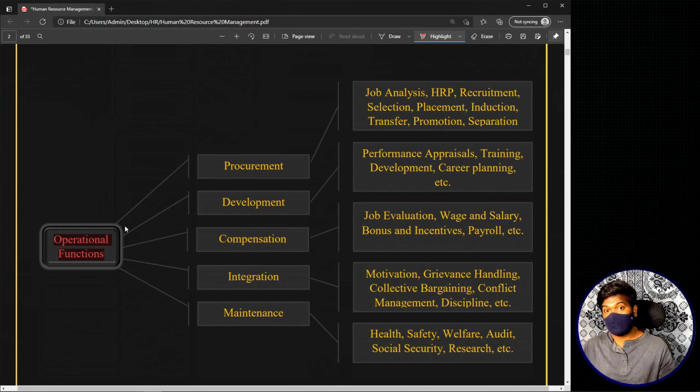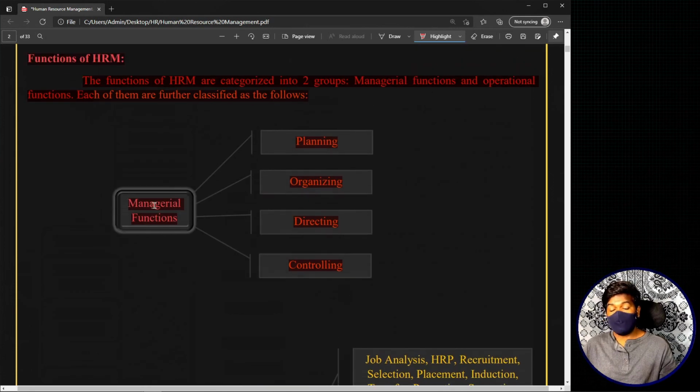This is managing of human resource. Here we have procurement, development, compensation, integration, and maintenance aspects that we look after while managing the human resource in an organization, right? So these are the operational functions, whereas these are the managerial functions.